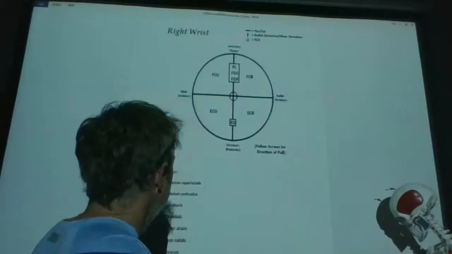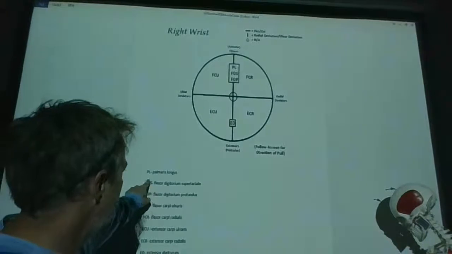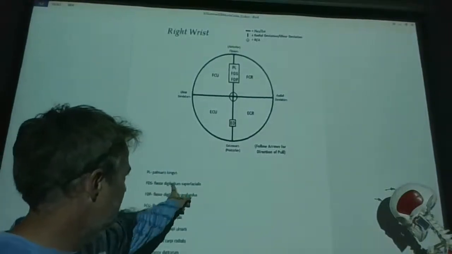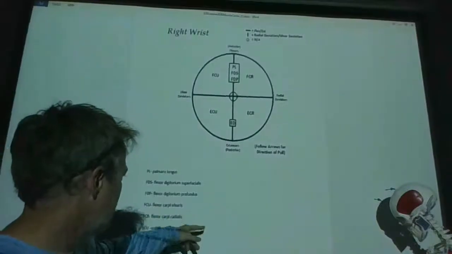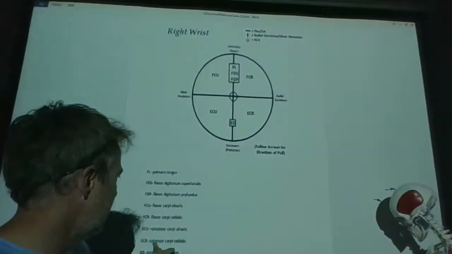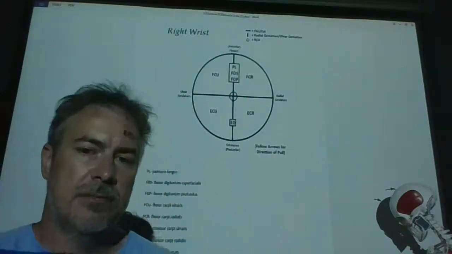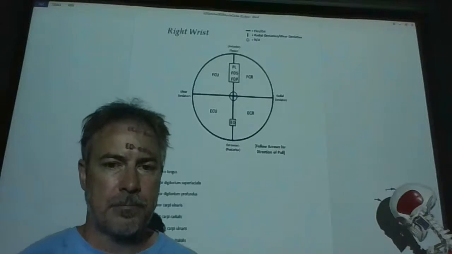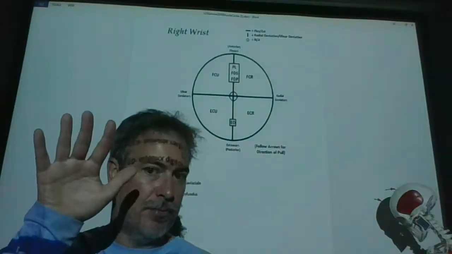Okay. The muscles you're going to have to be responsible for are listed here: palmaris longus, flexor digitorum superficialis, flexor digitorum profundus, flexor carpi ulnaris, flexor carpi radialis, extensor carpi ulnaris, extensor carpi radialis, and extensor digitorum. Guys, a lot of these muscles are descriptive. Palmaris inserts on your palm and pulls your palm forward.